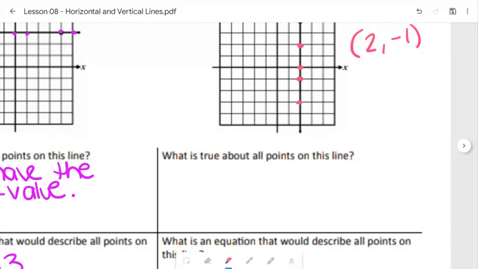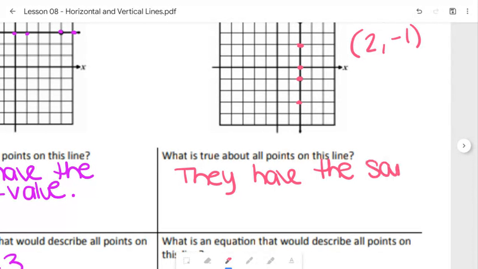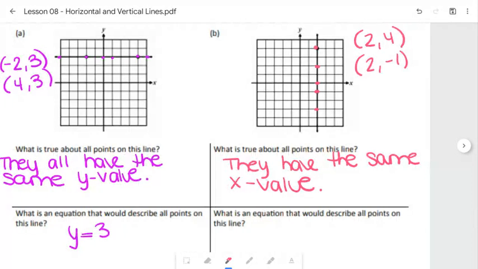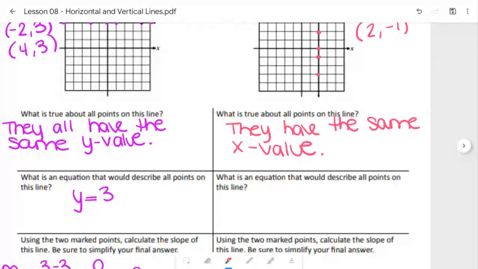So what's true about all the points on this line? They have the same x value. And because they all have the same x value, that means vertical lines are given the equation x equals, and in this case, it's x equals 2.